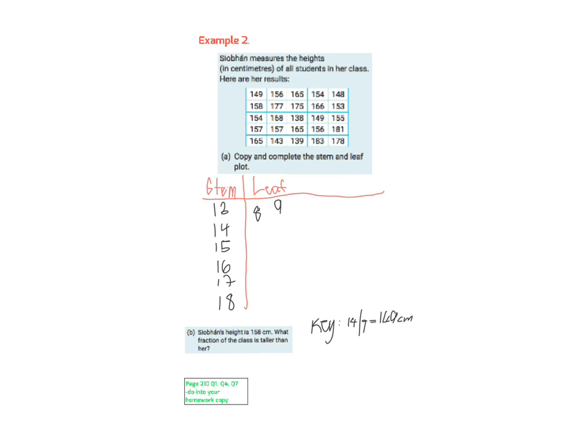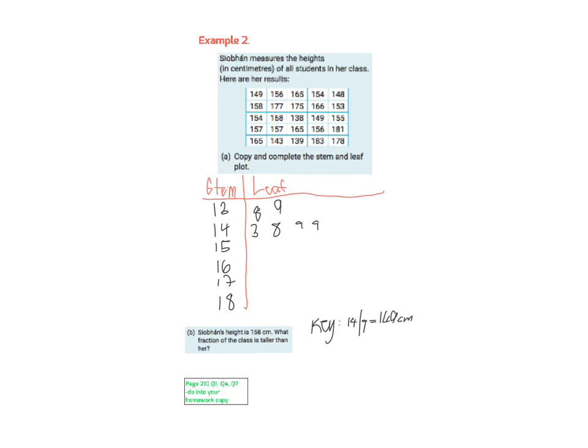So 1, 4. Any single ones there? You can see the first one there is 1, 4, 9. But obviously there are smaller heights than 1, 4, 9. There's 1, 4, 3 there that I can see. So 1, 4, 3 has got to go first. Then it's 1, 4, 8, then 1, 4, 9, 1, 4, 9.